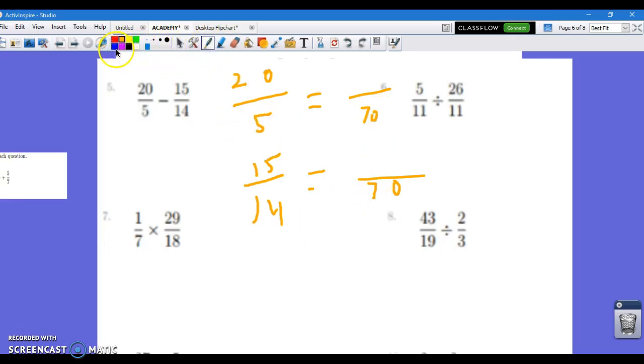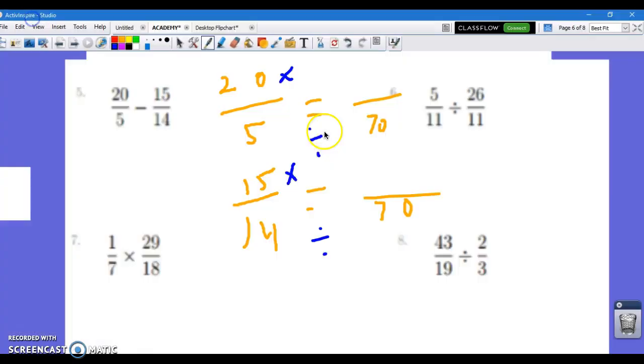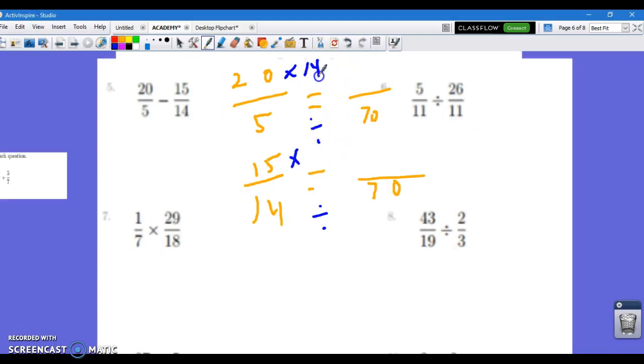Okay? So now what we're going to do is, remember, divide and multiply, divide and multiply. Let's start up here. So 5 will go into 70 how many times? You can use your multiplication chart again. 5 will go into 70 14 times. And 14 times 20 is 280. So there's your new top number for this.